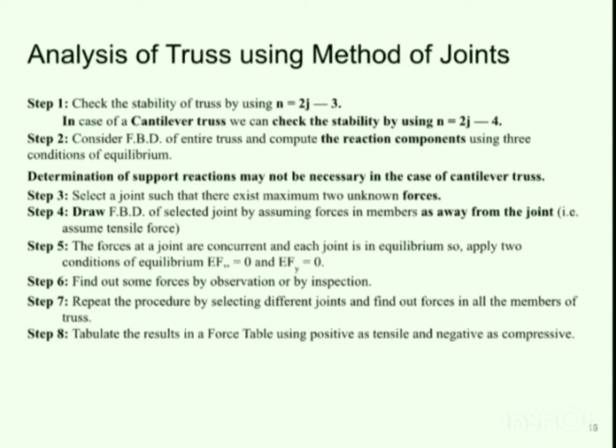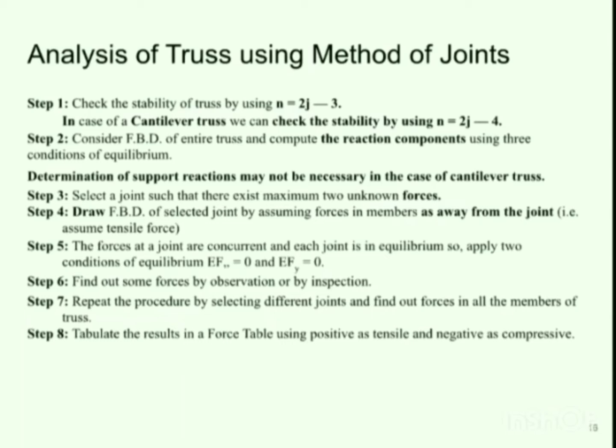Step number 4, we need to draw FBD of selected joint by assuming forces in members as acting away from the joint. That is, we are assuming these members are carrying tensile force. We need to draw the free body diagram of all the joints in such a way that we draw the member forces acting away from the joint.